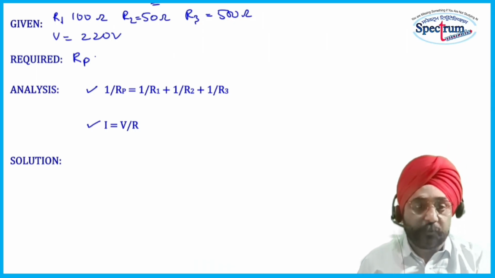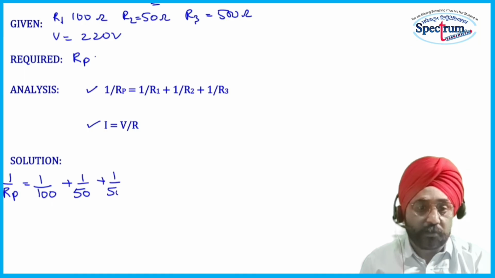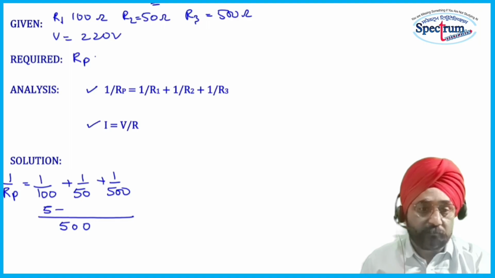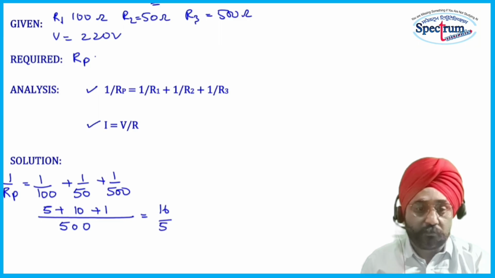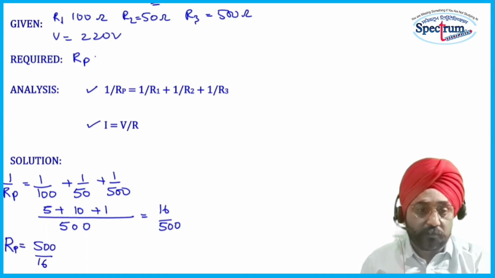So first of all, we find the equivalent resistance. 1 over RP is equal to 1 over 100 plus 1 over 50 plus 1 over 500. LCM comes out to be 500. 5 plus 10 plus 1 is 16 over 500. RP is equal to 500 over 16.